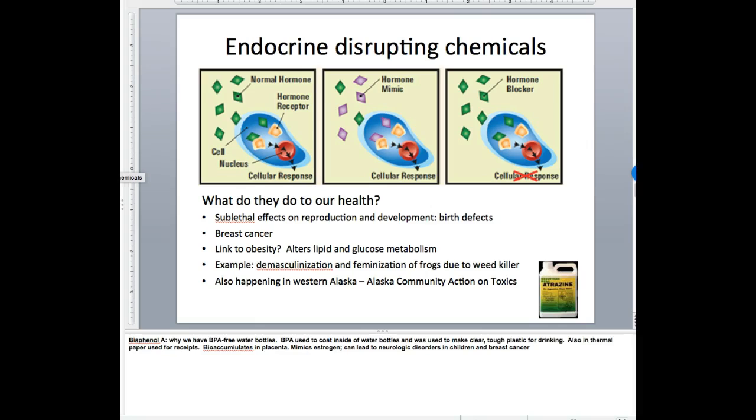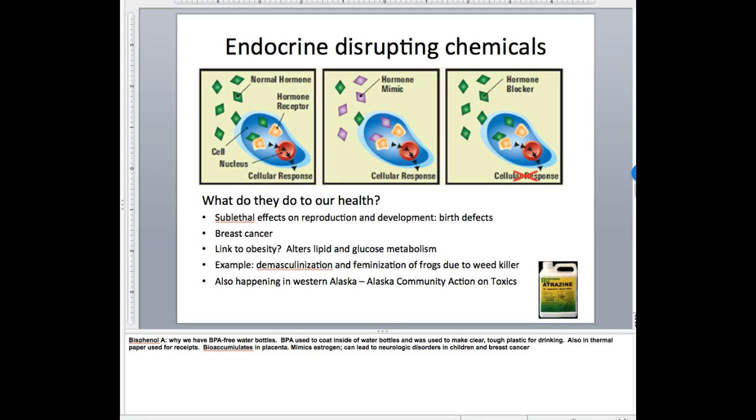Another major class of chemicals whose effects we're concerned about are called endocrine disrupting chemicals. What happens in this case is that the chemical mimics a hormone that your body will use to affect a particular cellular response. This can be either through turning on a cellular response through mimicking a hormone, or by blocking the action of a necessary hormone. And oftentimes these have sublethal effects on reproduction and development, such as birth defects, breast cancer. There's a potential link to obesity in that many of these endocrine disrupting chemicals alter lipid and glucose metabolism.